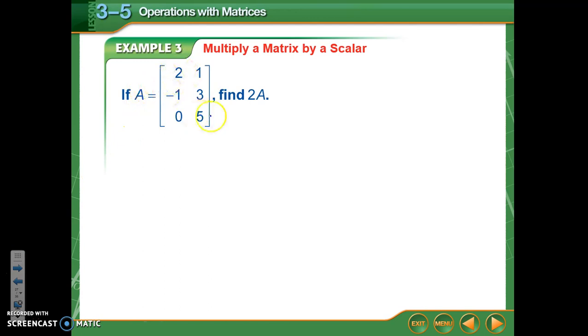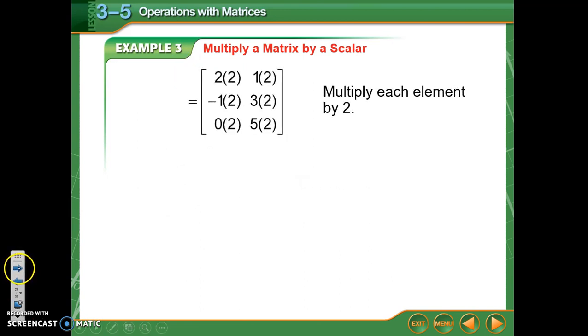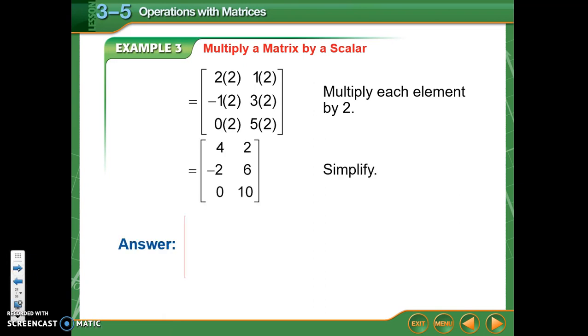If A equals this matrix, this is a 3 by 2 matrix, 3 rows, 2 columns. I want to find 2 times A. All I have to do is multiply that matrix by 2. I multiply every element by 2 and simplify. And that's your final answer. So what you have to be careful with here is your arithmetic.